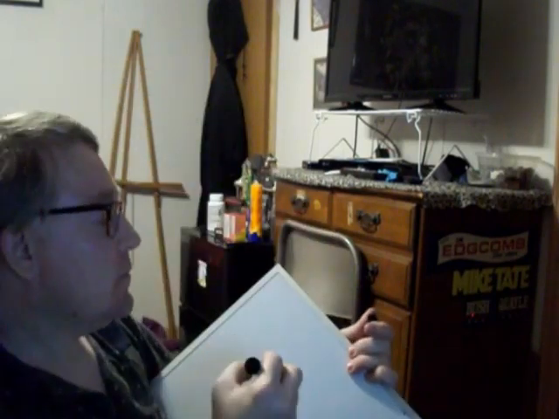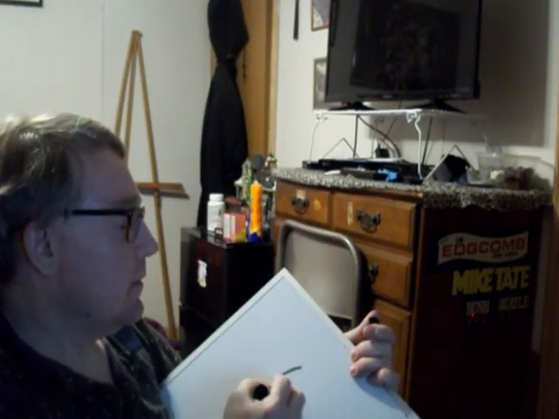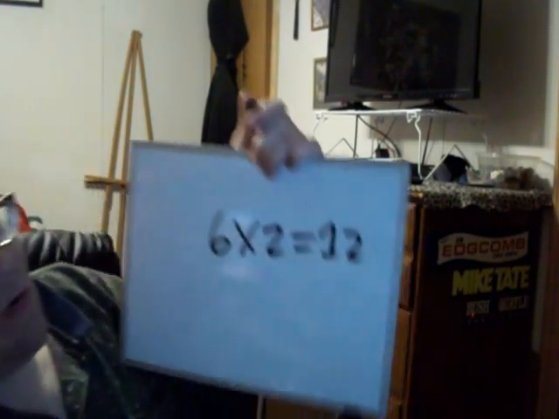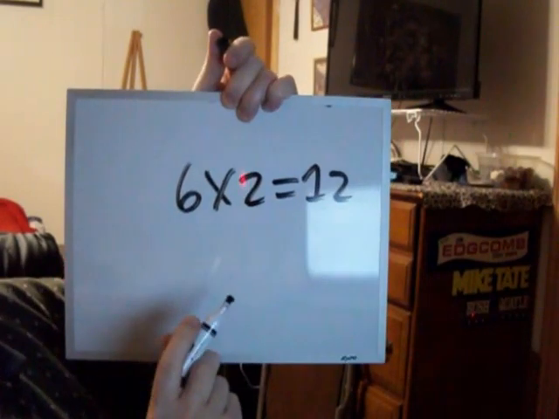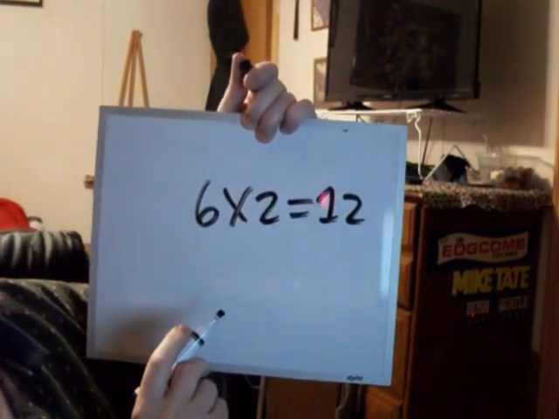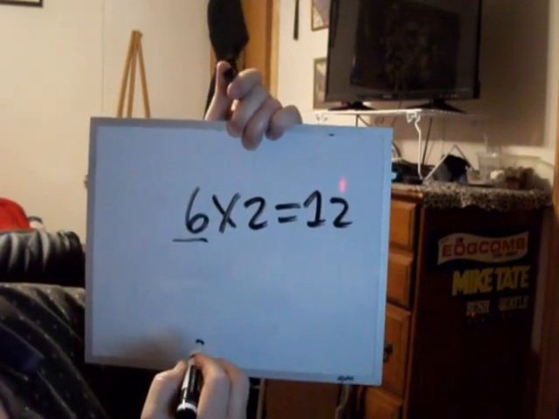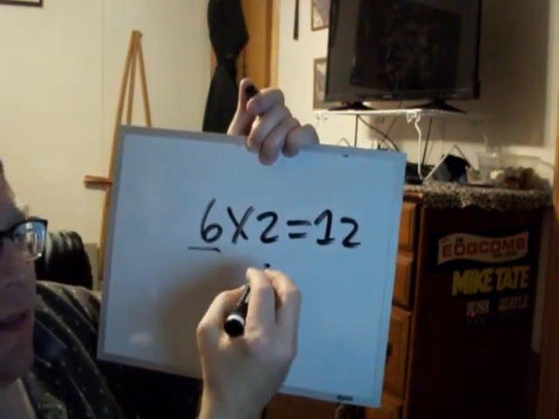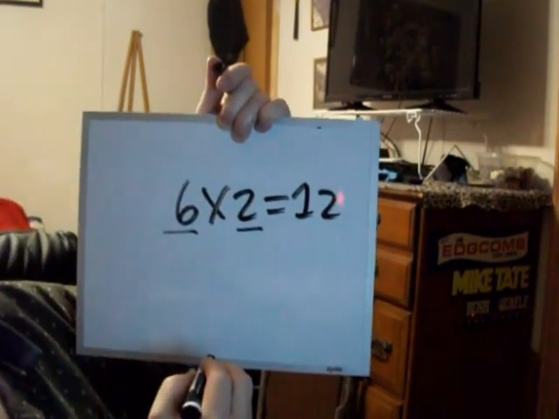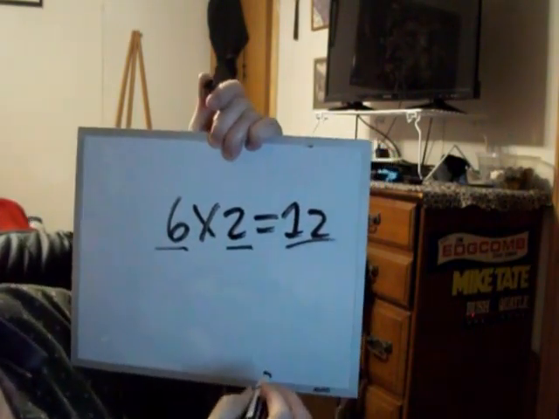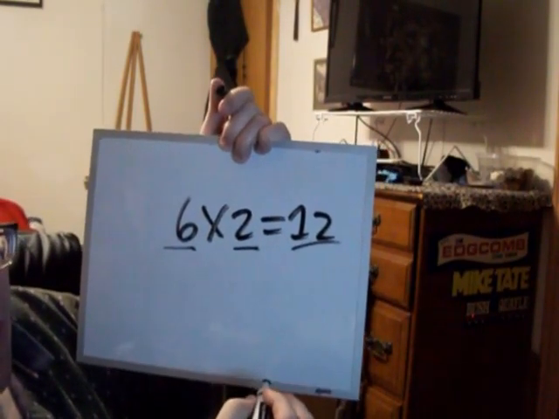Okay, what about multiplication? We have 6 times 2 equals 12. This is a multiplier. That should be easy to remember. Now what about this? This is a multiplicand. A multiplicand. And this is a product.